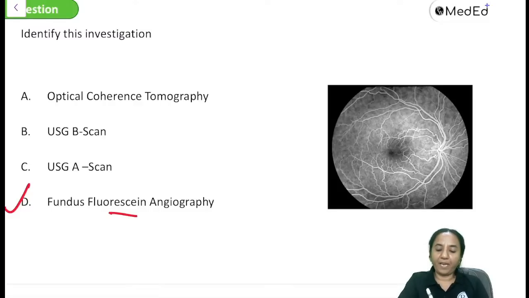So this FFA is mainly used for the study of retinal blood vessels. You can use it for studying diabetic retinopathy. It is used in the study of CSCR, that is central serous retinopathy. In many other retinal vascular diseases, wherever you want to study the vasculature of the retina, this can be used. So this is FFA, fundus fluorescein angiography.